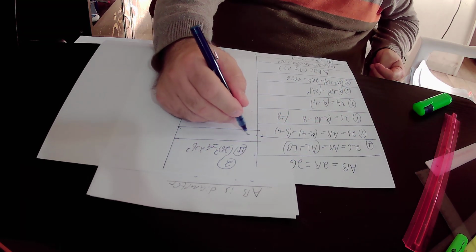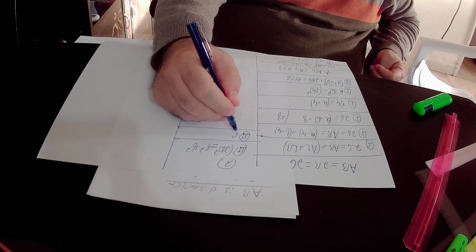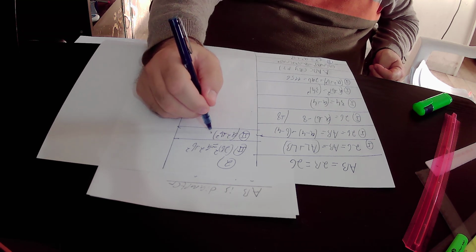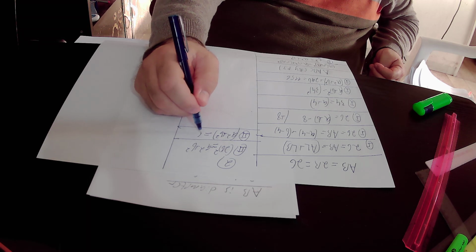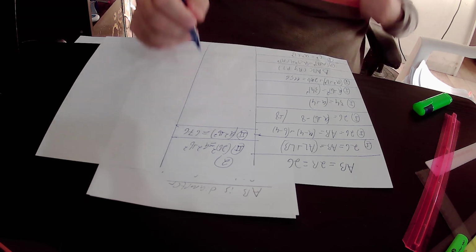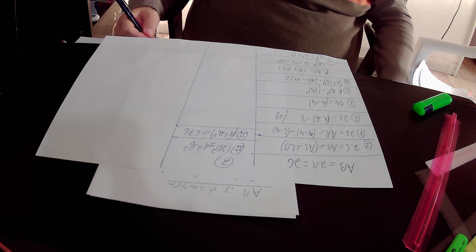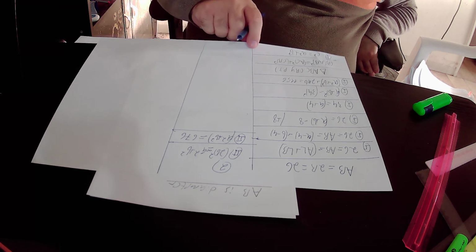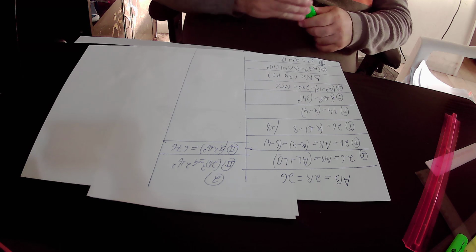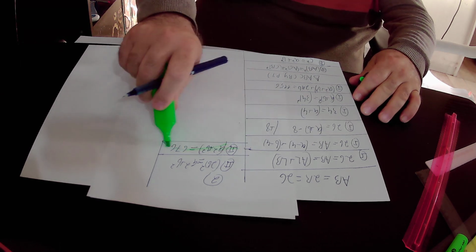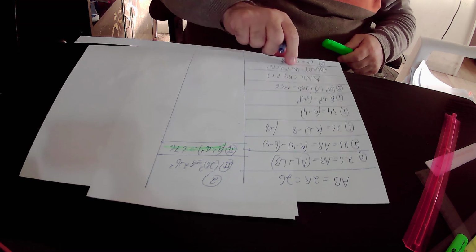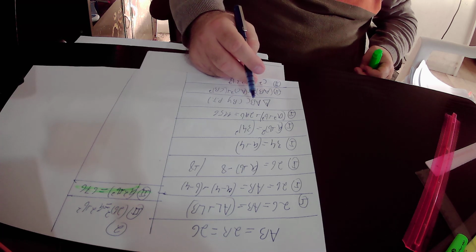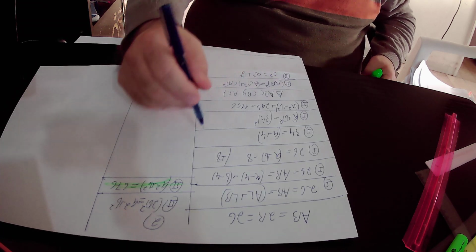So according to equation number 2, we found out that a square plus b square equals 26 square, but 26 square is 676. So according to equation number 2, a square plus b square equals 676. Because a square plus b square equals 676, we can substitute a square plus b square in equation number 1 by 676.